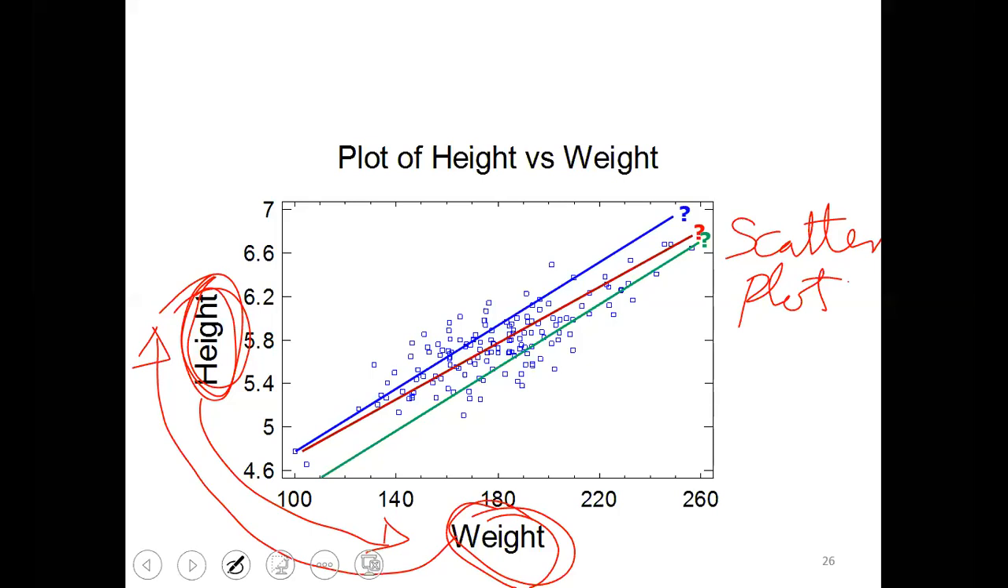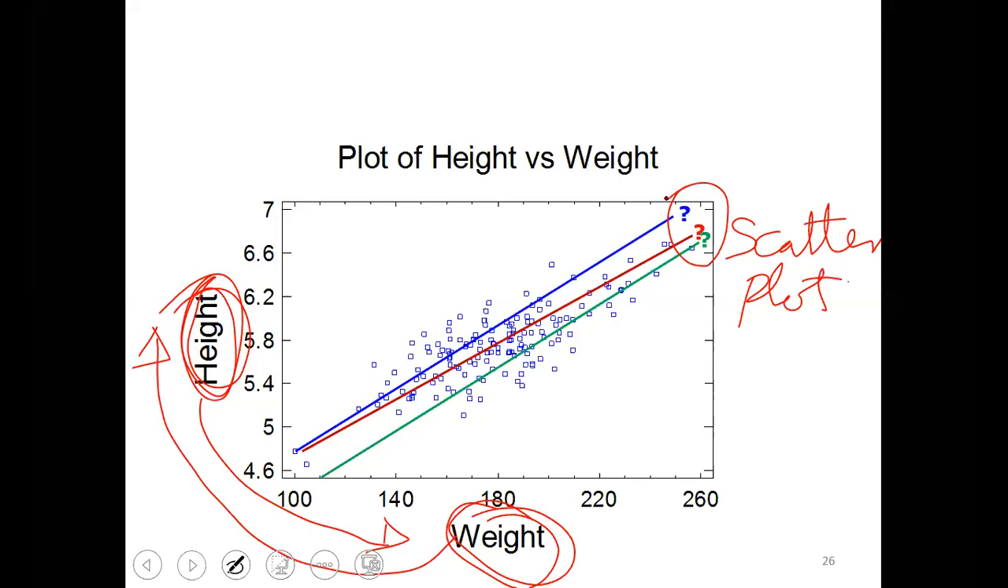Which line is better? Blue, red, or green? Red one. Red one is better, right? Visually, you look at these three lines. The red one tries to represent this data more, but I have drawn only these three lines.